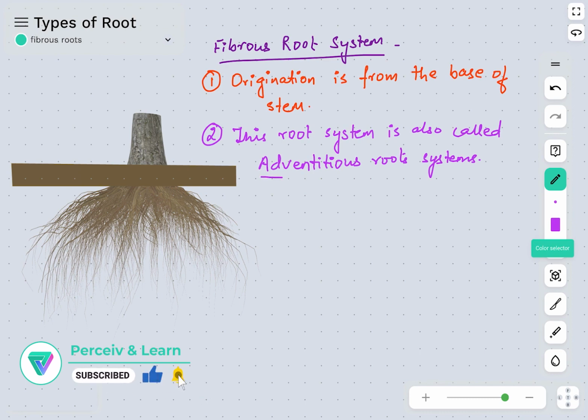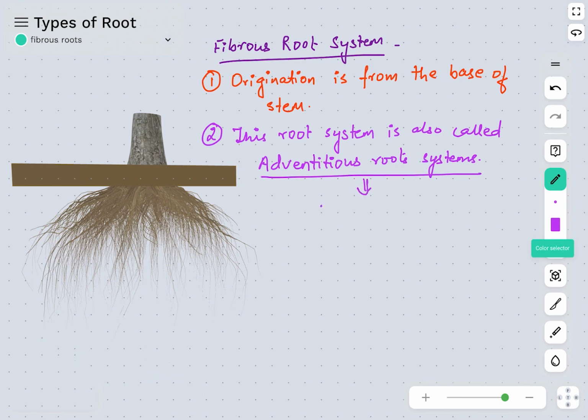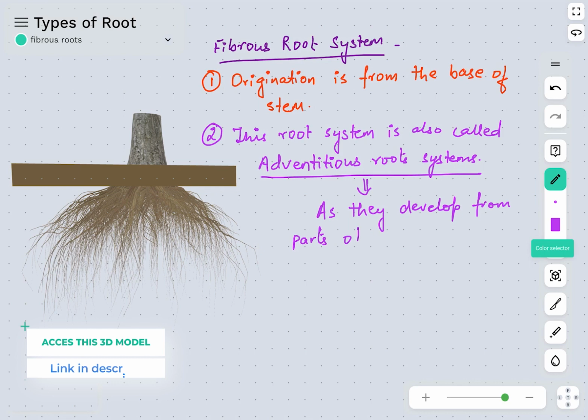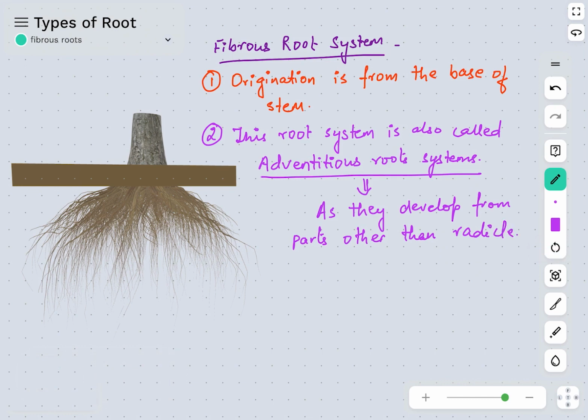All right, so why are they called so? As they develop or originate from parts other than the radicle, that's why they are being called adventitious root system. Now, many of the plants show this category of fibrous root system, and those plants mainly belong to the monocotyledonous plants. All right, so the monocot plants of the angiosperms show this kind of root system.